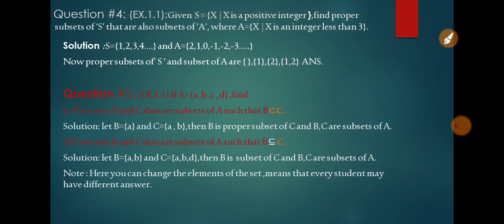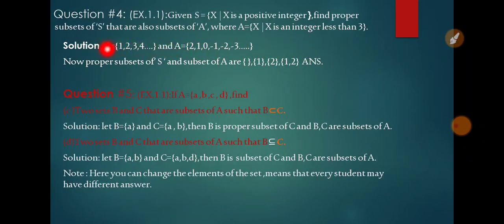Now, this is question number 4 in your maths book, exercise number 1.1. Here we have a set S equals {x such that x is a positive integer}. Set S is the set in which all the positive integers are there. Find proper subsets of S that are also subsets of A, where A is {x such that x is an integer less than 3}. Now here in set A we have integers less than 3.